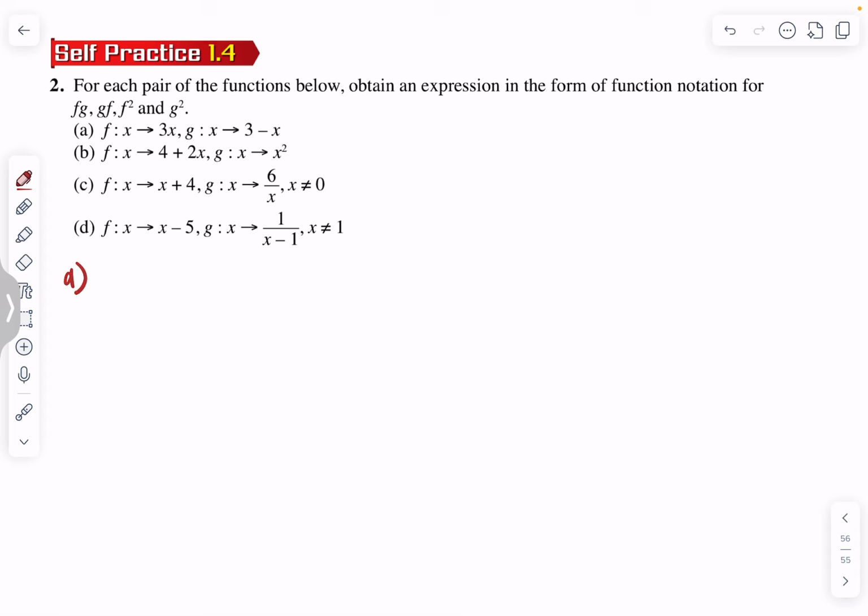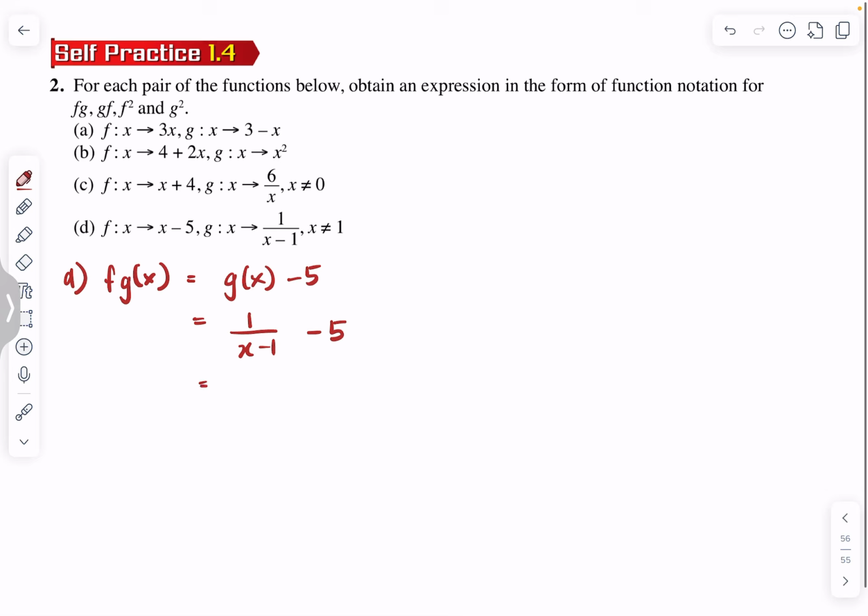Lastly, question D. f of g of x. So if f of x is x minus 5, f of g of x would be g of x minus 5. And we know g of x is this whole thing, so we have to put this in here. So 1 over x minus 1, minus 5. You can leave it like that, or if you want, you can make it into one single fraction also.